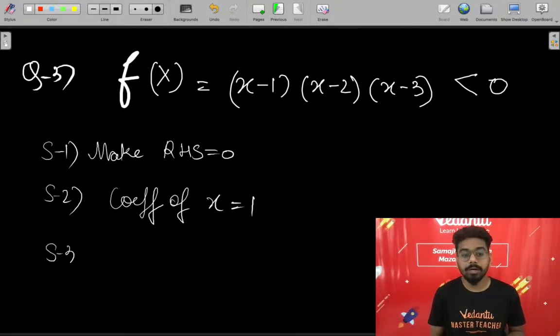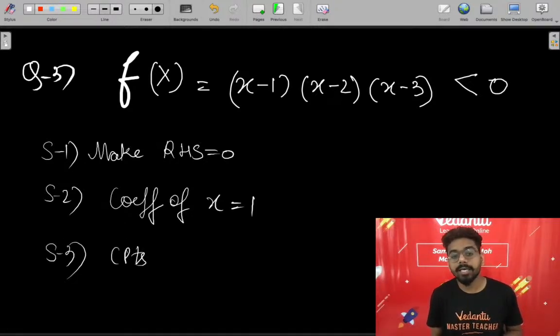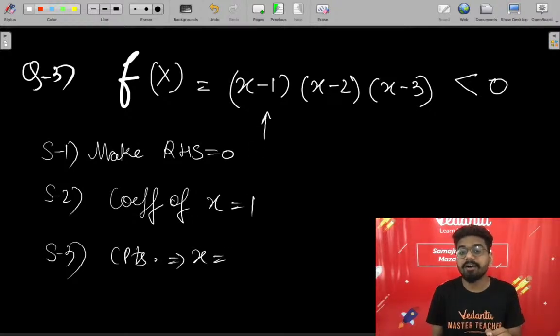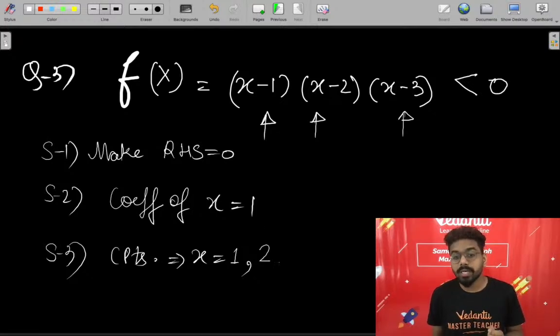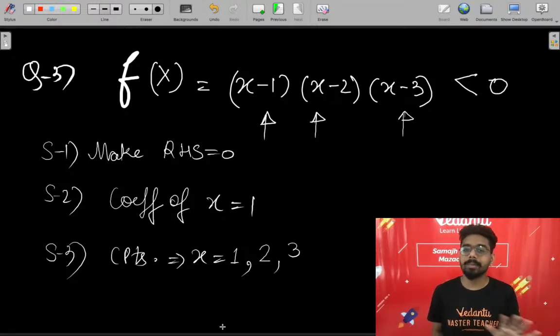Step number 3, find critical points. Critical points are those values of x at which each and every factor will be 0. Like x minus 1 will be 0 at x equals 1. This is 0 at x equals 2. This is 0 at x equals 3. It is a very simple method.